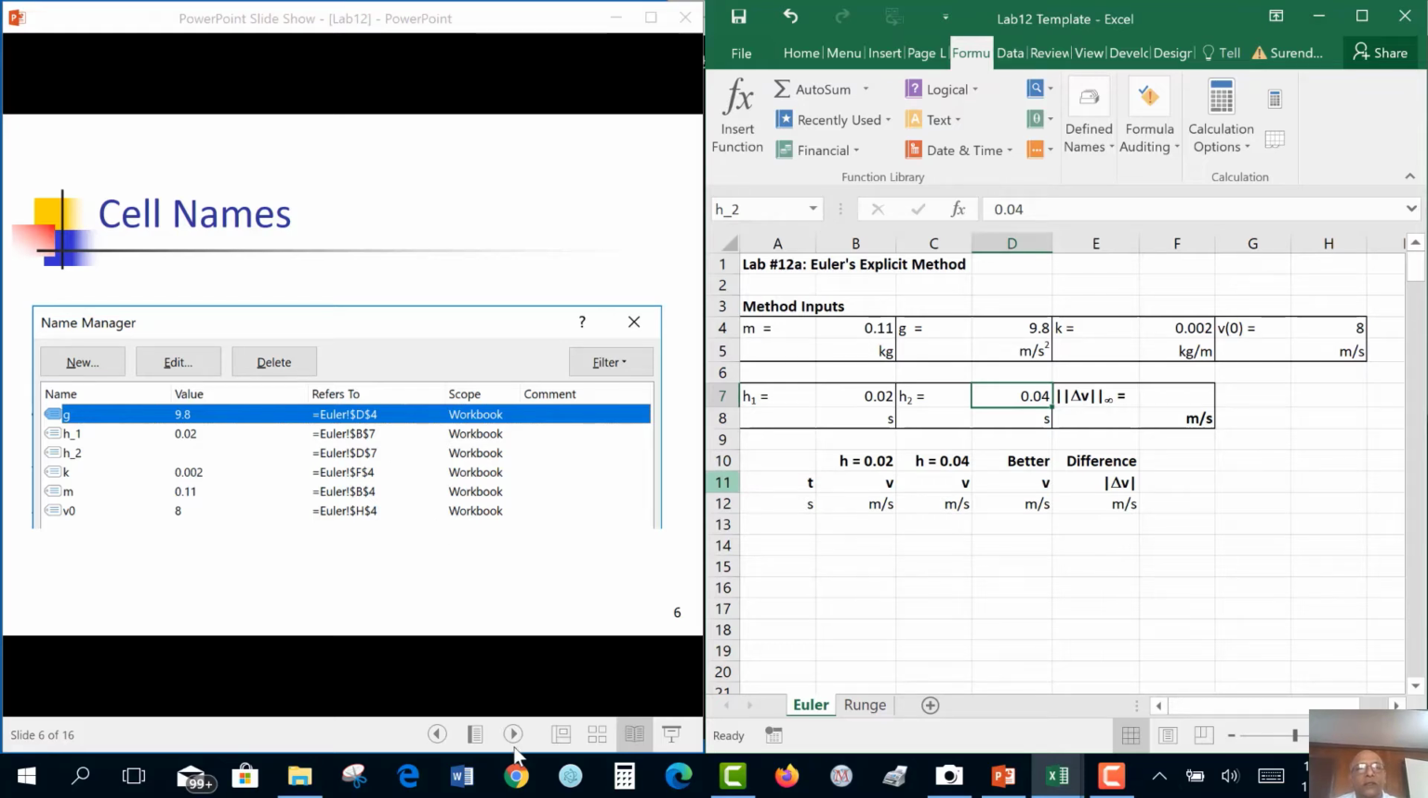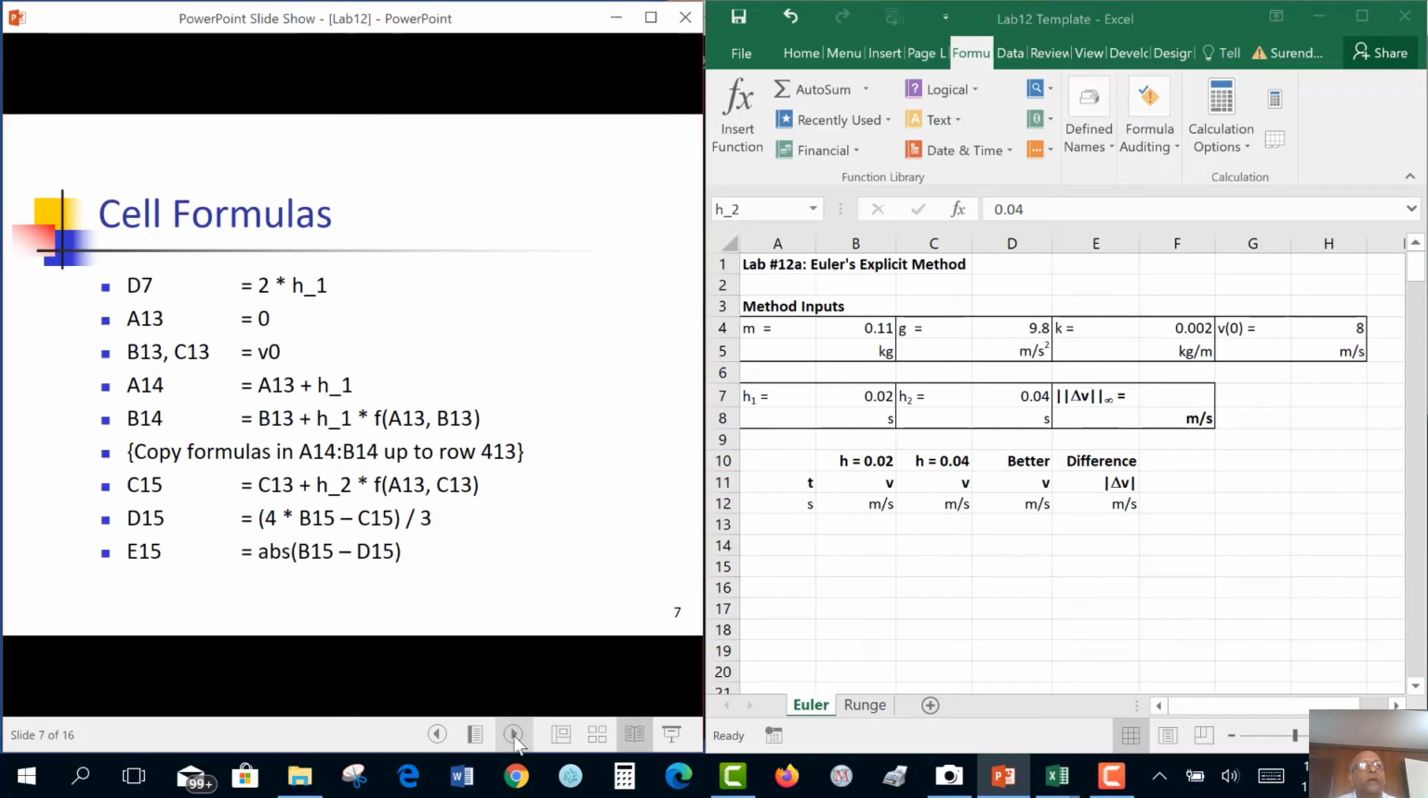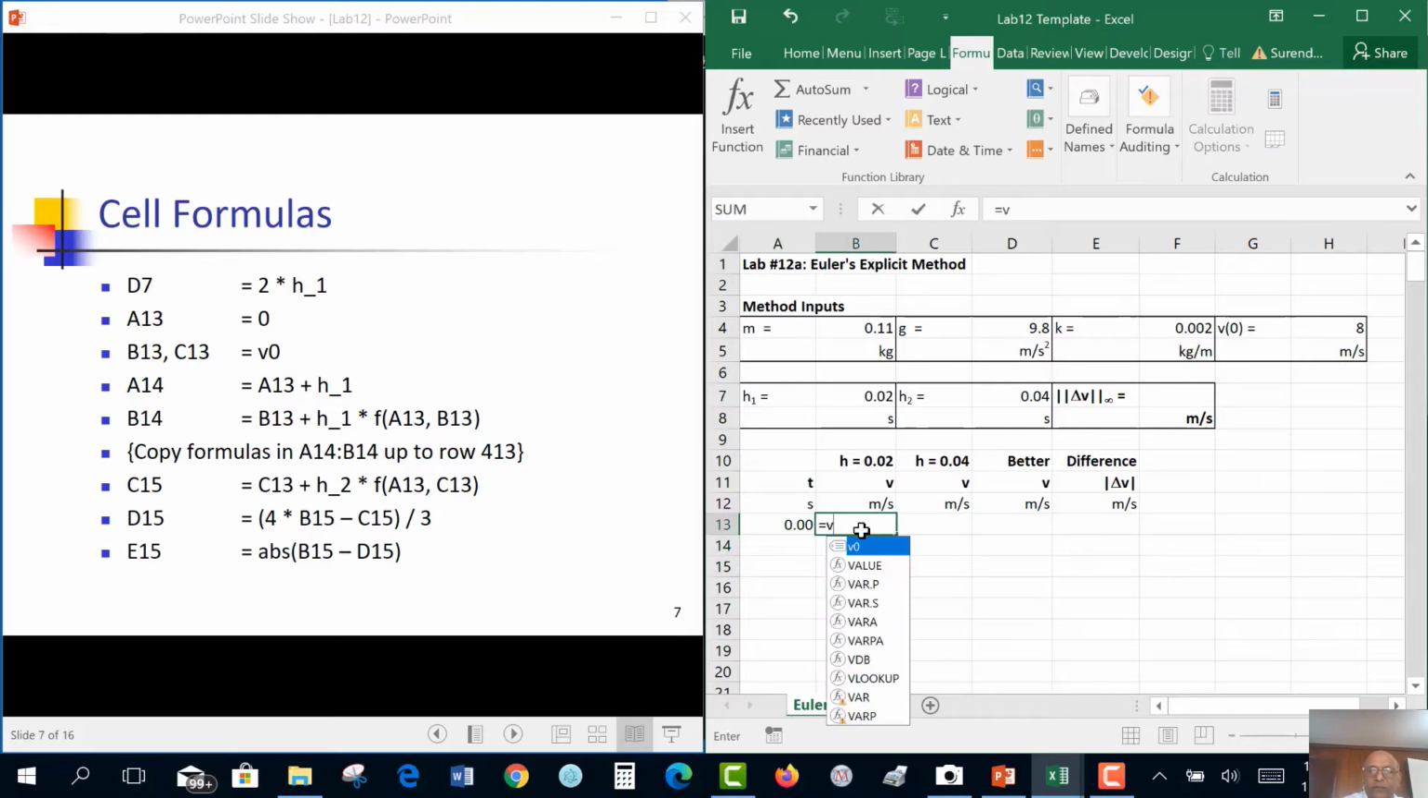Okay, let's start with formulas. So this is our 2 times H1. Okay, so at time t is equal to 0, V is equal to V0. Also for H is equal to 0.04.